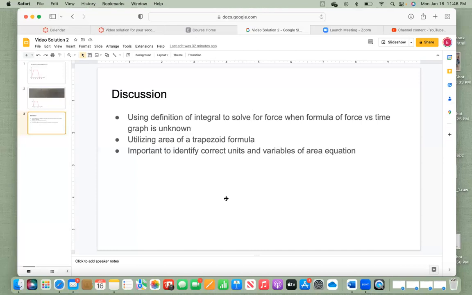And then it's important to be able to identify how the different parts of the area formula correlate to the different parts on the graph. So in our case, height was equivalent to F max, which is what we wanted to solve for.